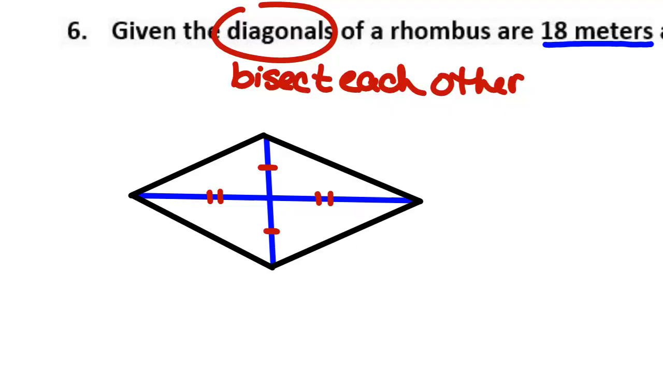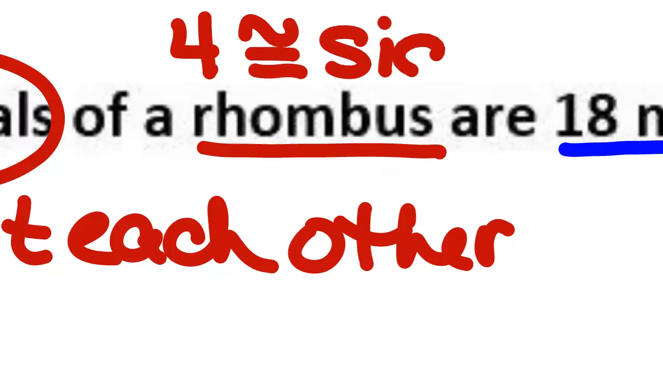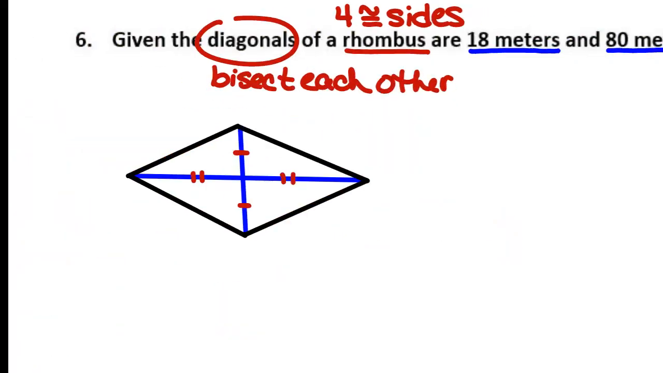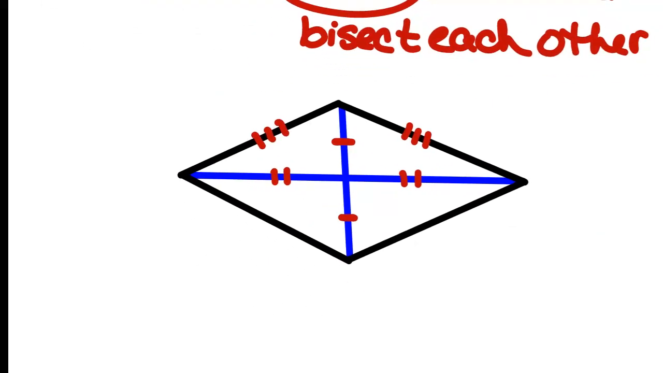What do we know about all four sides in a rhombus? They are congruent. A rhombus has 4 congruent sides. So this side here is congruent to this side over here, is congruent to this side here, is congruent to this side here. All 4 sides. The diagonals are splitting each other in half, but then similar to a square, all 4 of the outside sides are the same size.